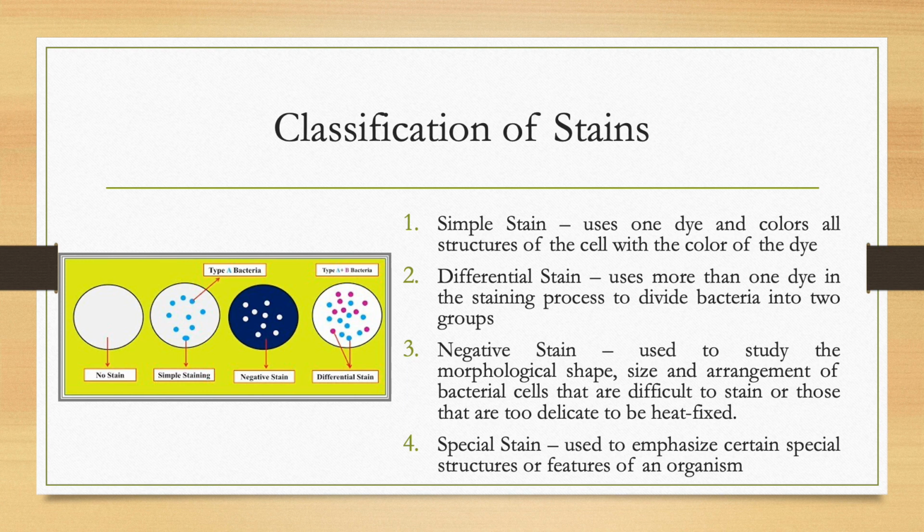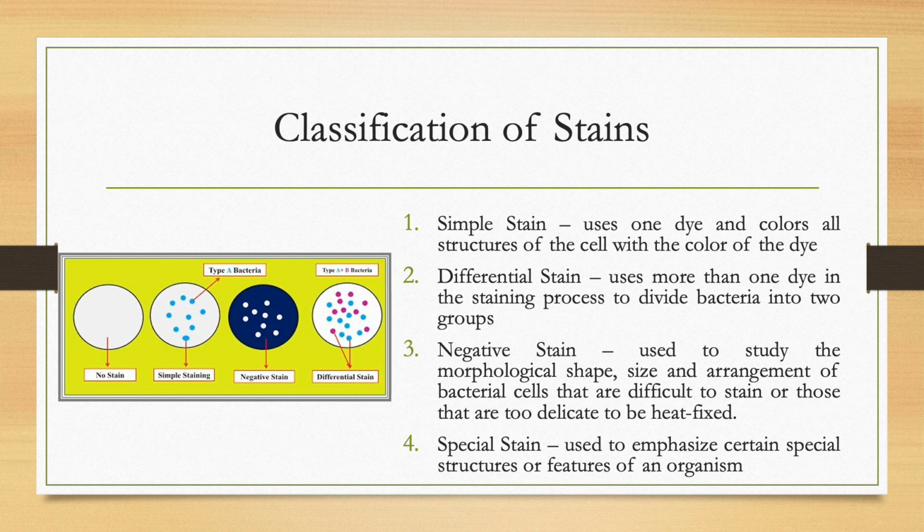Then again, you have your negative stain. These are usually used to study the morphological shape, size, and arrangement of bacterial cells that are difficult to stain or those that are too delicate to be heat fixed. And then finally, you have your special stains, which are used to emphasize certain structures or features of an organism. For example, you can have special stains that only stain the flagella or the locomotive organelle of your bacteria.